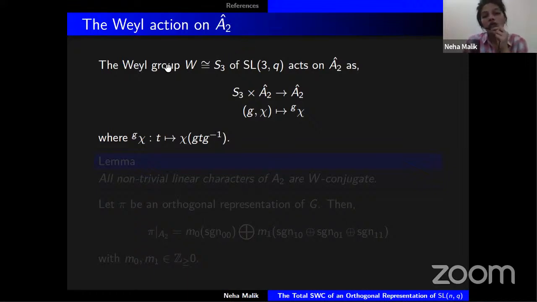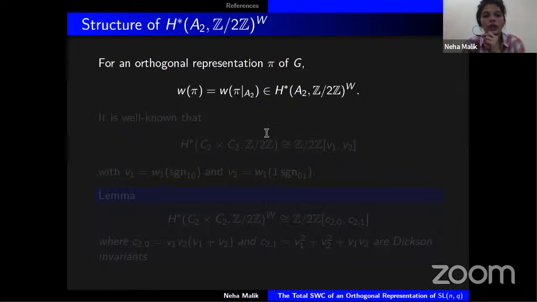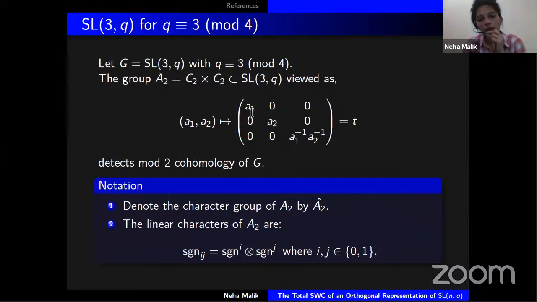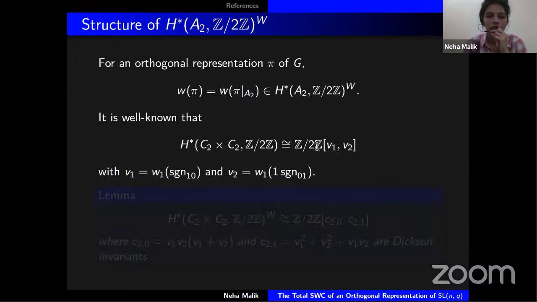Now, also the action of the Weyl group on H star of A2 gives us this action on the character group of A2, and this is how this action works. So if you take any element G in S3, for example, if you take G to be (1 2), then chi will go to chi of G t G inverse. That is, chi will act on A2, A1 and then A1 inverse, A2 inverse, by just interchanging these.